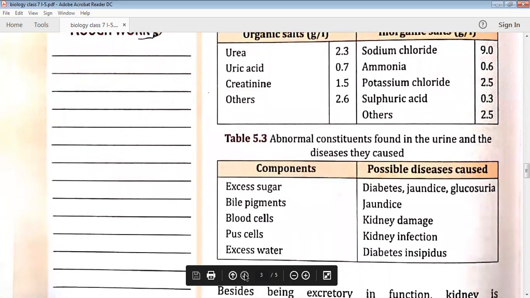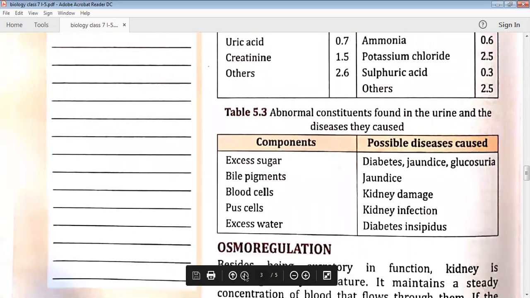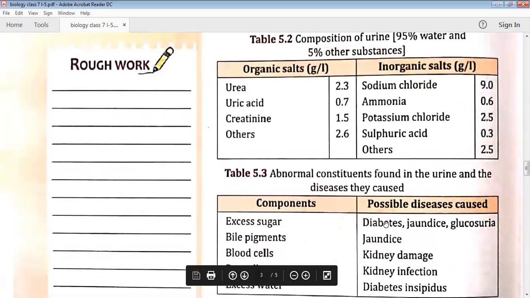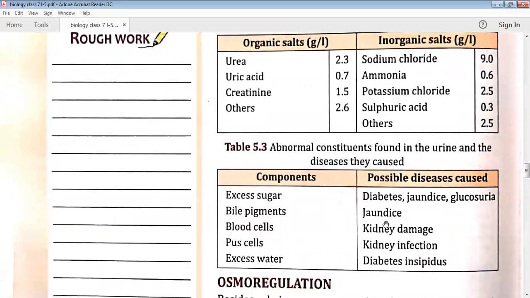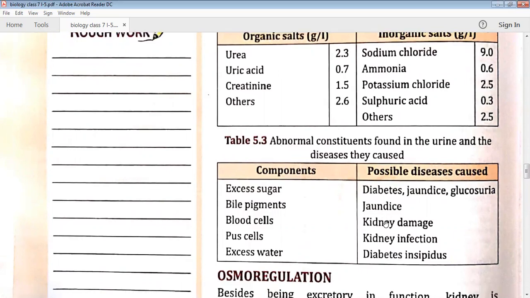As you can see in the next table, if excess sugar is found in the urine, there is a chance of diabetes, called glucosuria. If there is a lot of bile pigment in the urine, then jaundice. If a lot of blood cells are found in the urine, then kidney damage. If pus cells are found in urine, kidney infection. And if there is excess water, then diabetes insipidus can be detected through urine. So urine basically has urea, uric acid, creatinine, and all the substances present in some fixed ratio. If there is any variation from that fixed ratio, then it indicates some kind of disease or abnormality.